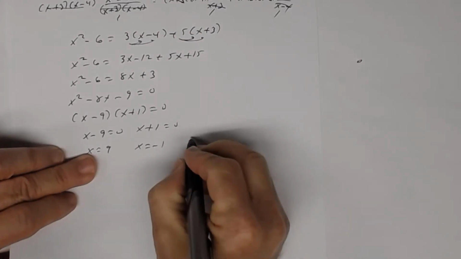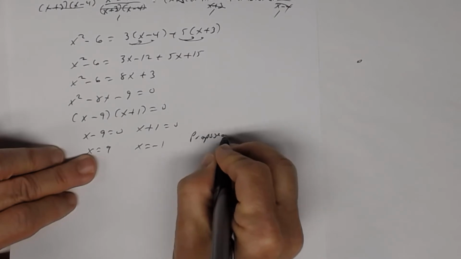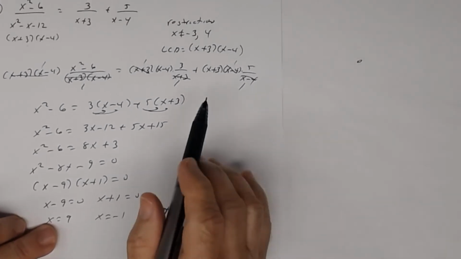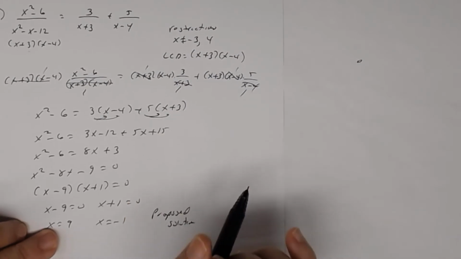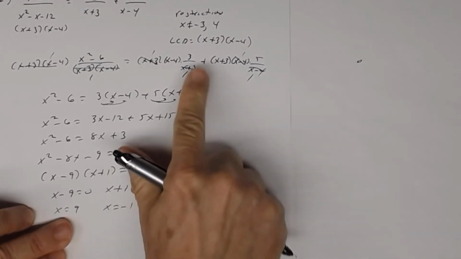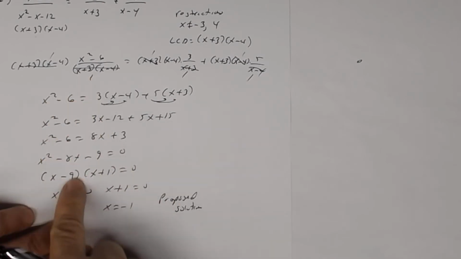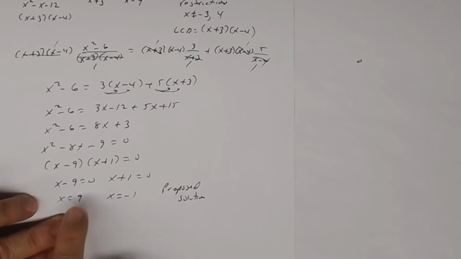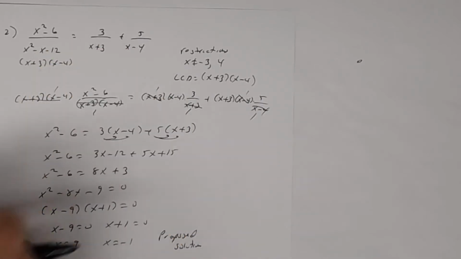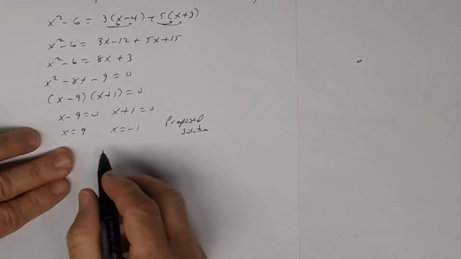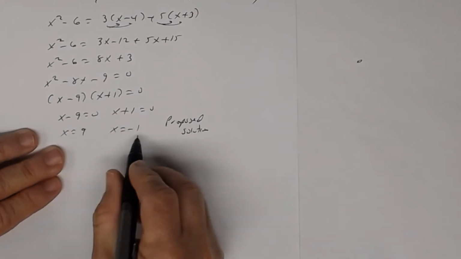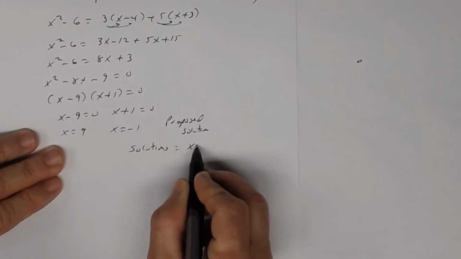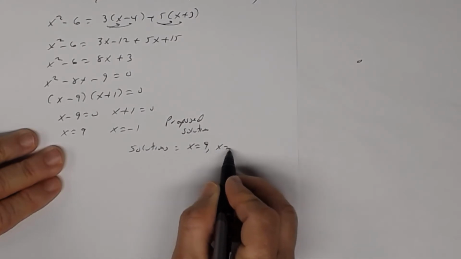Remember, I'm using the word proposed solutions. But I need to check to see if these proposed solutions are any of the restrictions. And so notice that these are not any of these. So if I did this work correct and I substituted into the original, then the left side will equal the right side. All right. And I did do the work correct. So these are the solutions. So solutions equals, you're going to say x equals 9, x equals negative 1.